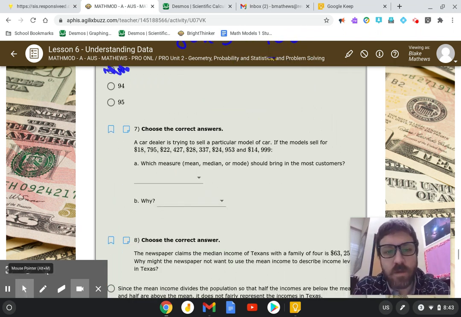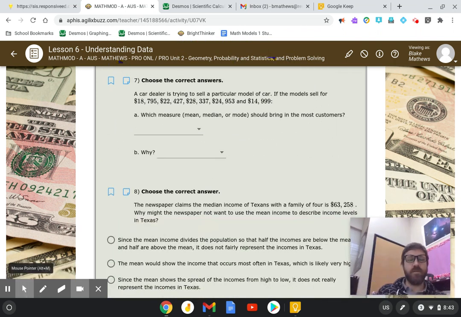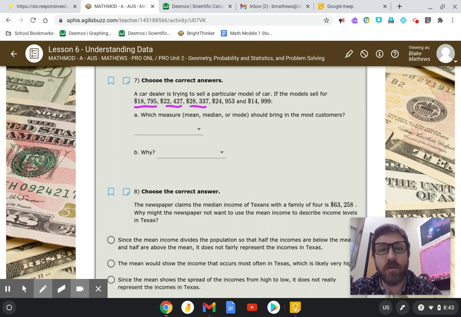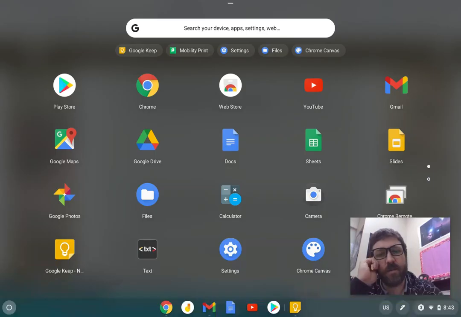All right? And we're going to talk through the next ones as well. It says a car dealer is trying to sell a particular model of car. If the models sell for $18,795, it gives you 5 different numbers for the price of the car. Which measure, mean, median, or mode, should bring the most customers? In other words, which is the least? So what you have to do is find the mean, the median, and the mode of those 5 numbers, and you find out which one is the least. So when it says why, let's see what our answer choices are.